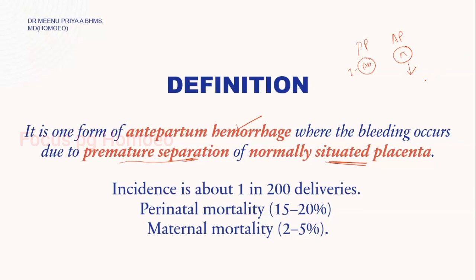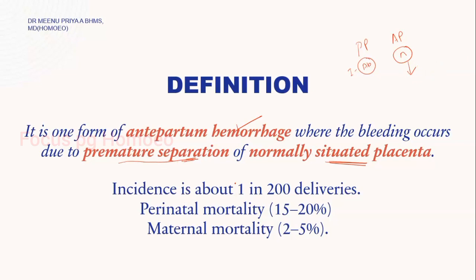We know that immediately after separation, what follows? It is bleeding. It is massive bleeding that occurs after the separation or expulsion of the placenta. So here it is premature separation, and then there is massive bleeding occurring. That is why it falls under antepartum hemorrhage.